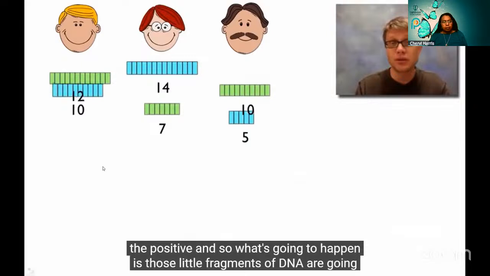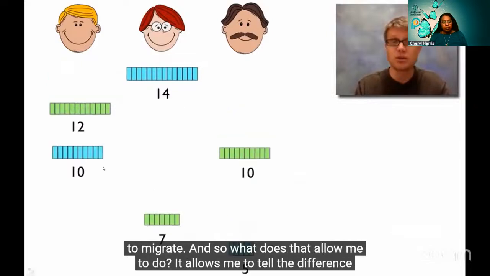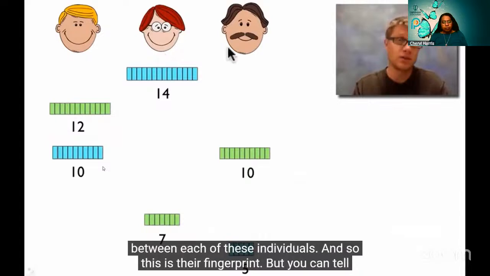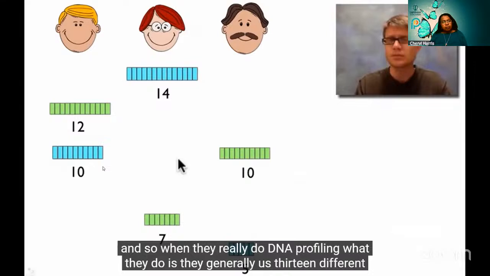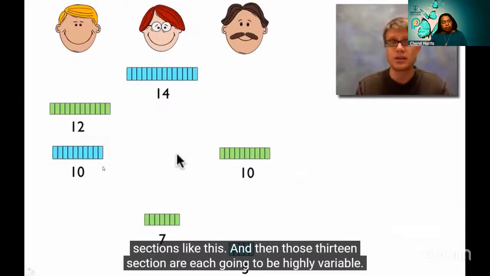And so what does that allow me to do? It allows me to tell the difference between each of these individuals. And so this is their fingerprint. But you can tell that this is a really bad fingerprint because we've got these two that are exactly the same here. When they really do DNA profiling, they generally use 13 different sections like this. And those 13 sections are each going to be highly variable. So it's a good way to tell who's who.